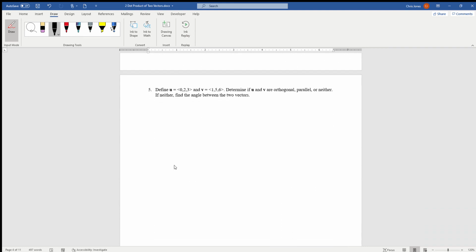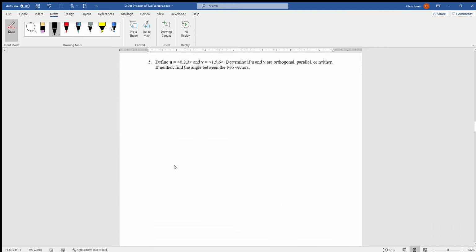A third example. Let's define u to be 0, 2, 3 and v to be 1, 5, 6. We're going to determine if u and v are orthogonal, parallel, or neither, and then if neither, we're going to find the angle. So again, start by finding u dot v. Now this time they're not going to be orthogonal because all of the terms are 0 or positive. So that's 0 times 1 plus 2 times 5 plus 3 times 6.